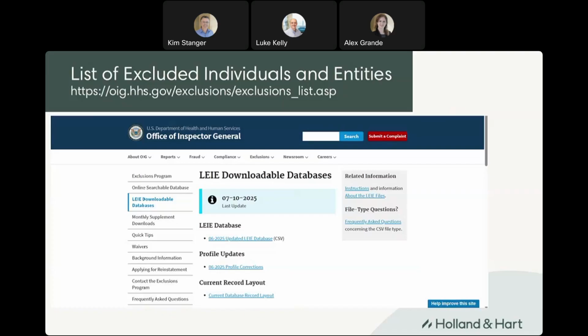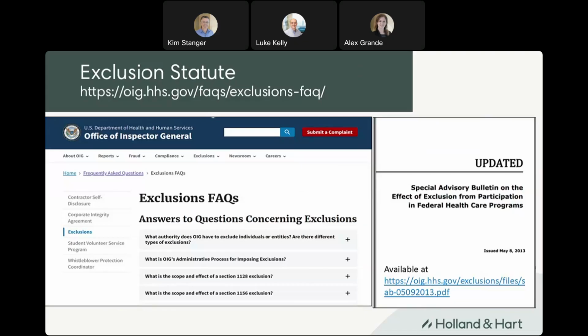Well, how do you know or should have known? Well, again, the government publishes that list of excluded individuals and entities. So if you do not check on that on a regular basis, then you may be deemed to have knowledge that that person has been excluded, and you could have that repayment obligation back to the federal government. For more information about that exclusion statute, you can go to the Office of Inspector General's website.